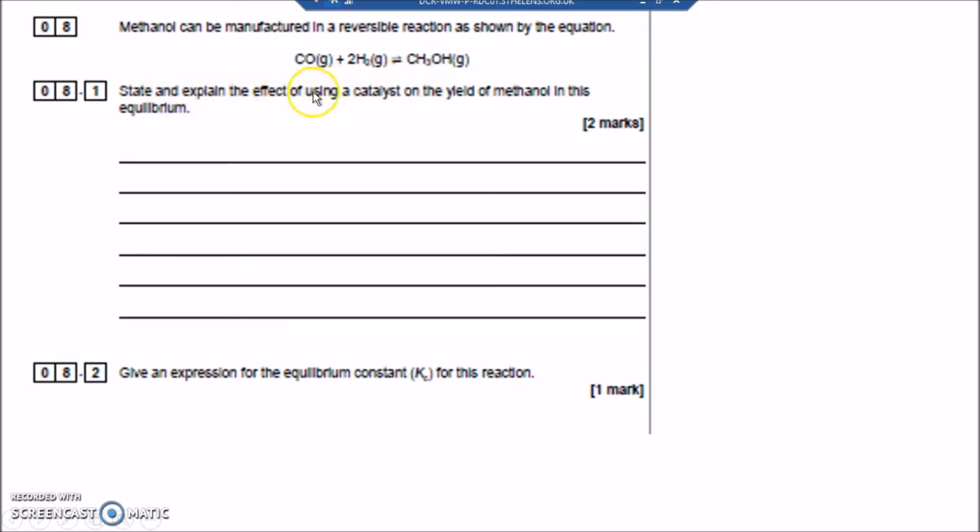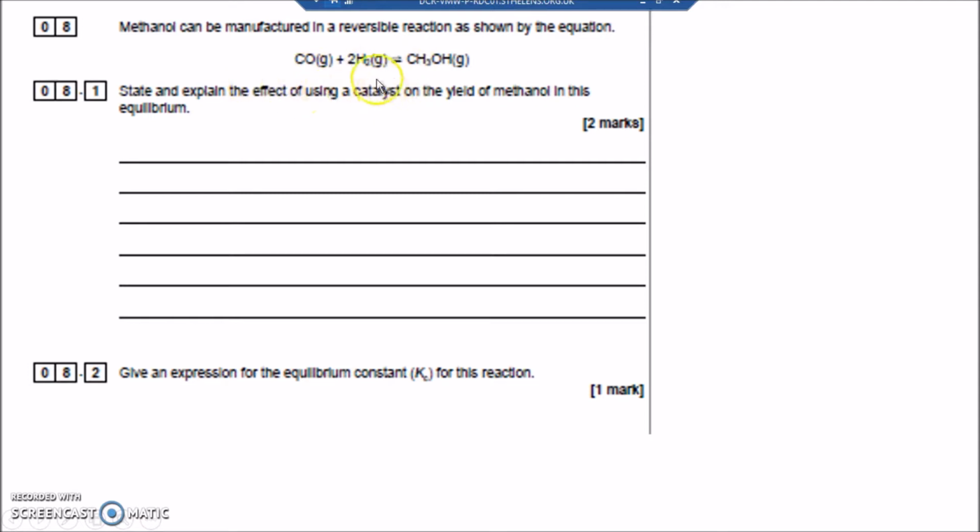State and explain the effect of using a catalyst on the yield of methanol. So what can actually happen is, depending on whether it's exothermic or endothermic, or depending on the number of moles of gas on the left or the number of moles of gas on the right, you can alter the position of equilibrium by raising or lowering the temperature or raising or lowering the pressure, using Le Chatelier's principle, which works to oppose the change that you've just imposed upon the system.